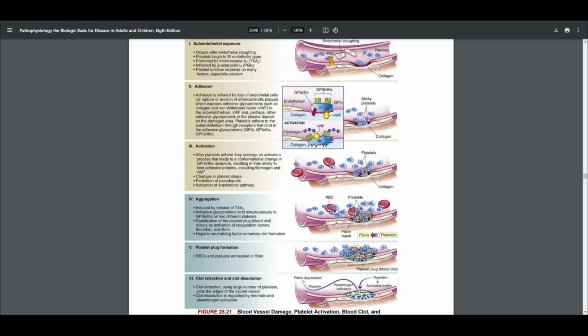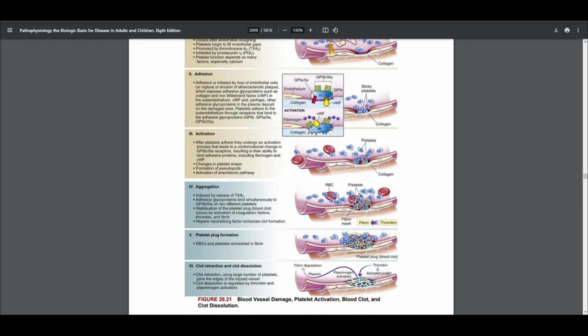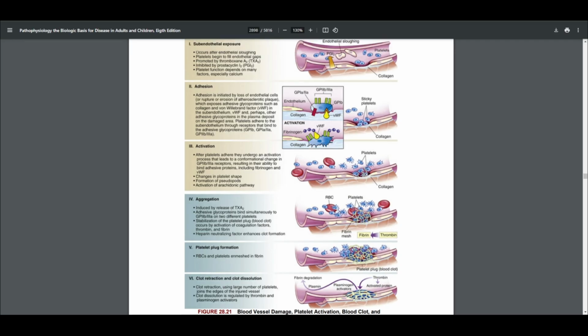So here you're taking a look at blood vessel damage, your platelet activation, your blood clot, and the clot dissolution. An excellent spot to hit pause if you need to refresh yourself on how that whole system works.